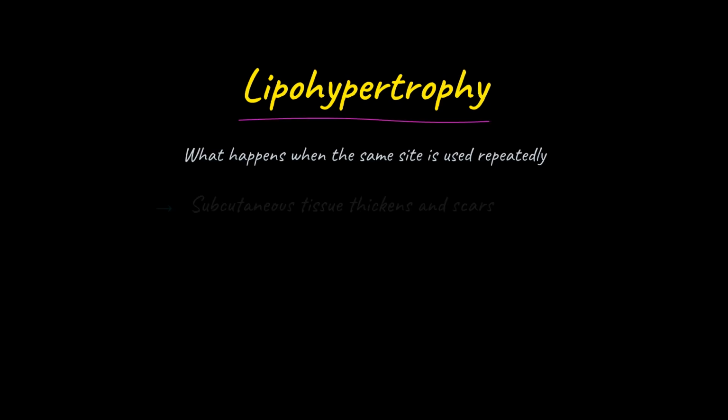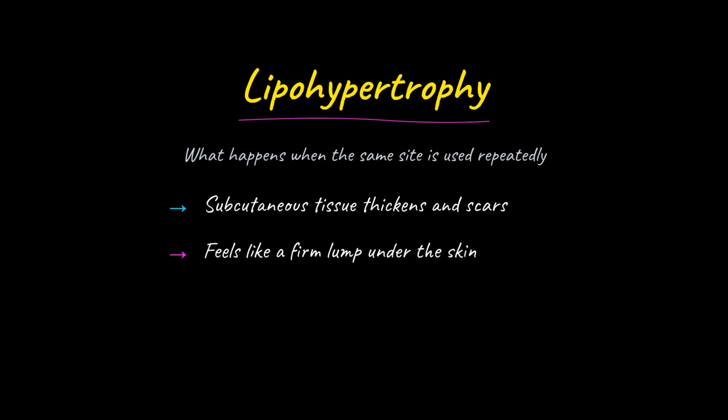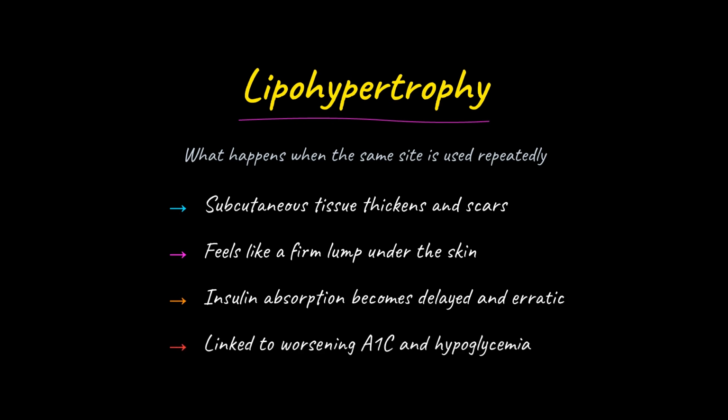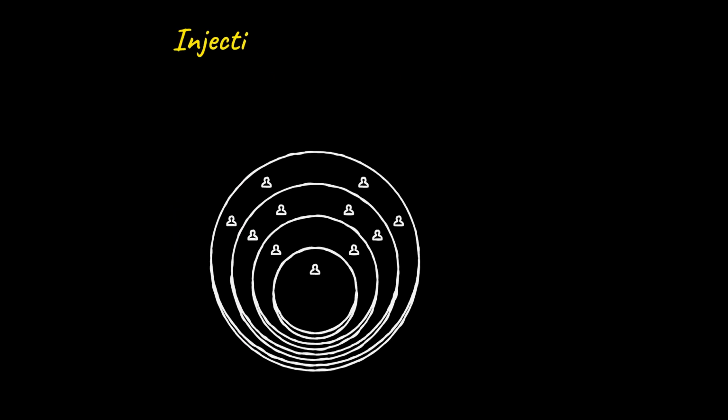Repeated puncture of the same site causes lipohypertrophy, a firm, thickened lump in the subcutaneous tissue. Insulin injected through that lump is absorbed unpredictably, causing erratic highs and lows. Studies link unrotated sites to worsening A1C and dangerous hypoglycemia, especially when a patient finally switches to healthy tissue and absorbs the same dose far faster than expected.